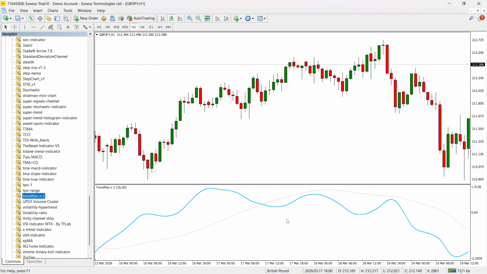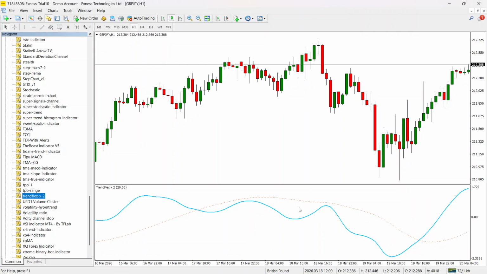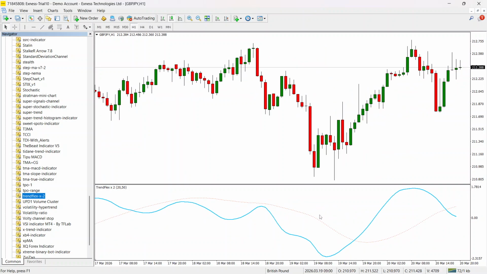When both lines are rising, it visually implies bullish momentum building, as we can see here. And when both are falling together, it implies bearish momentum, as we can see here.